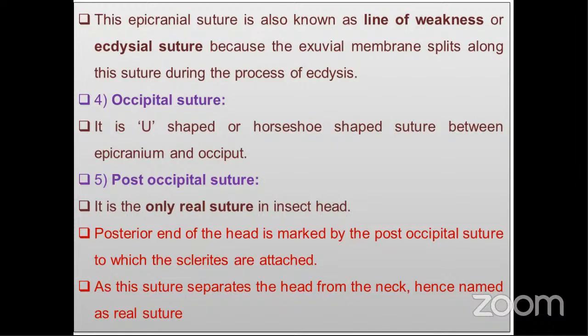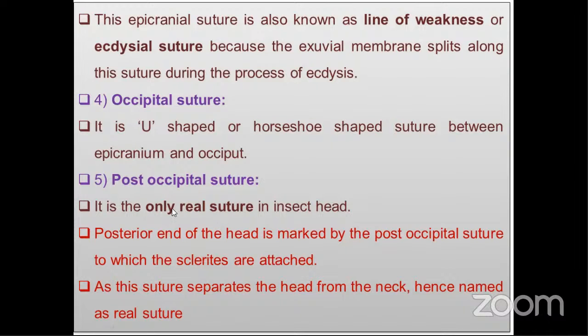Next, occipital suture. The occiput is inverted U shape, but the occipital suture is a normal U shape. Don't confuse it with the inverted U shape. The occipital suture is a normal U shape, but the epicranial suture is an inverted Y shape. Okay.